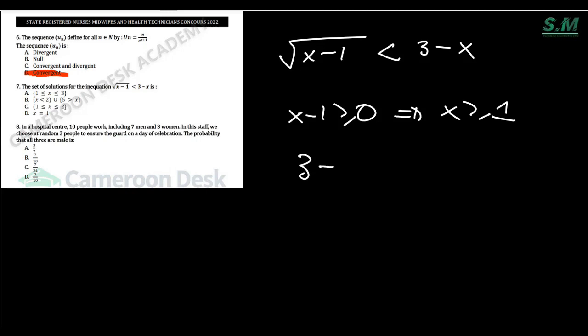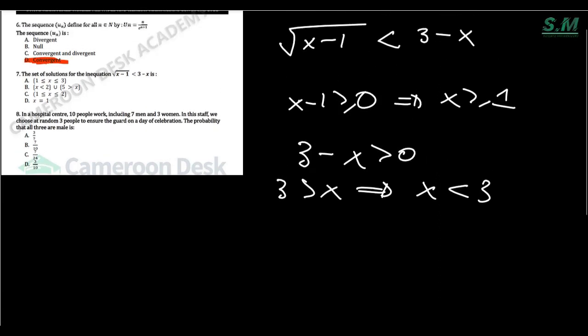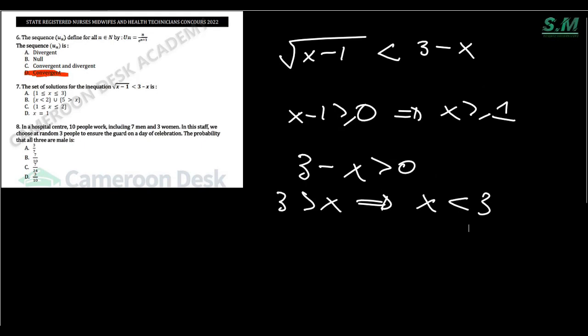If we solve the inequality, under which condition can 3 minus x be positive? We get that 3 should be strictly greater than x, or in other words, x is less than 3. So that's what it means. With these conditions in place, we can now square both sides of the inequality. Squaring both sides, we get x minus 1 less than 3 minus x, all raised to the power 2.